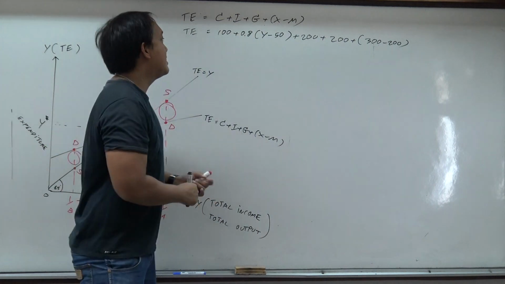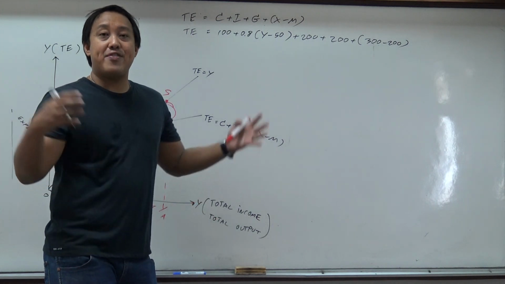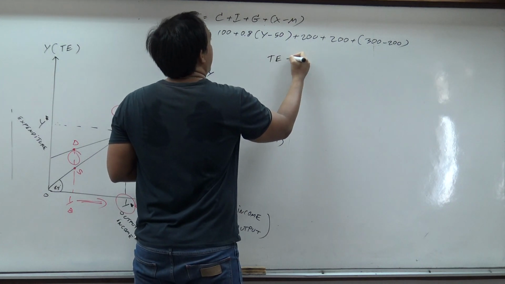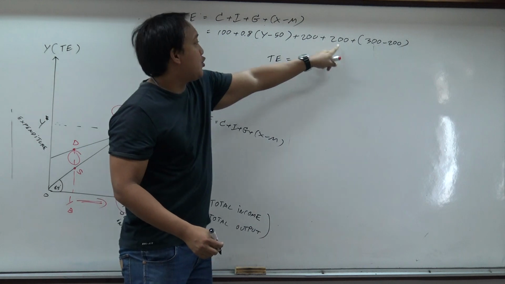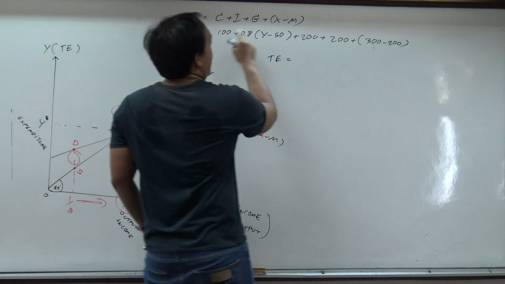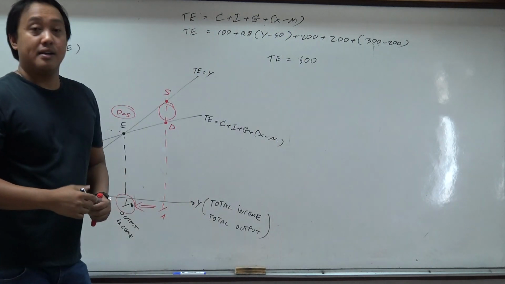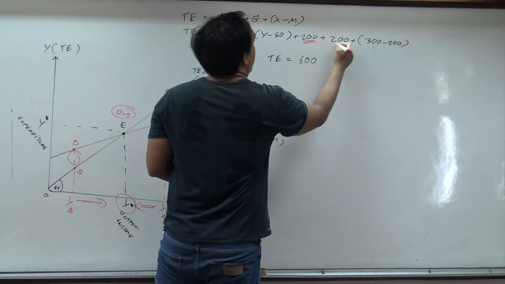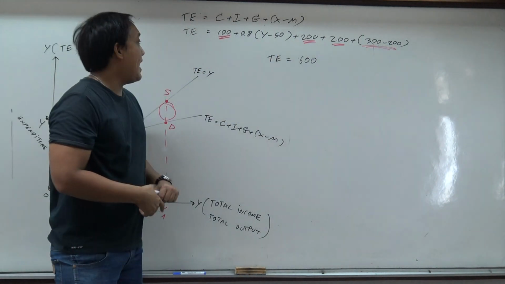Okay, the next one, I'm just calculating, doing some simple mathematics, putting it together. TE equal to 100 plus 200 plus 200 plus 300 minus 200. What do I have? I have 600. I just combine these terms together and I got 600. Okay, simple like that.